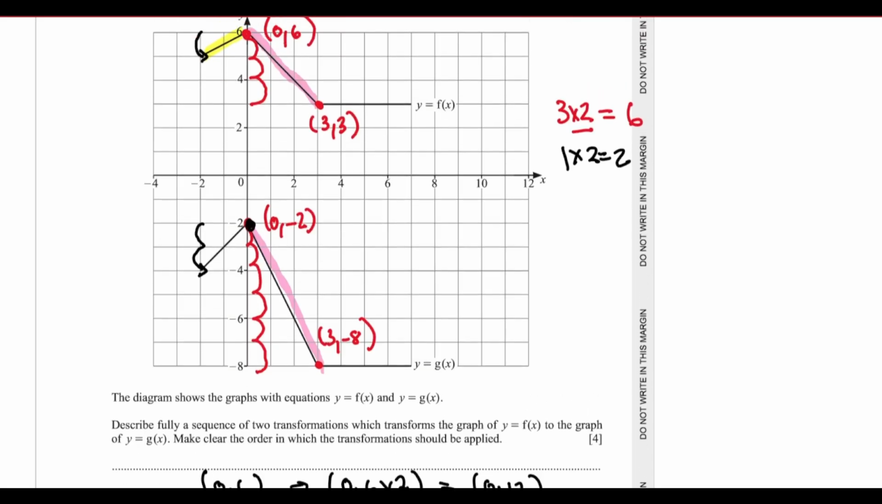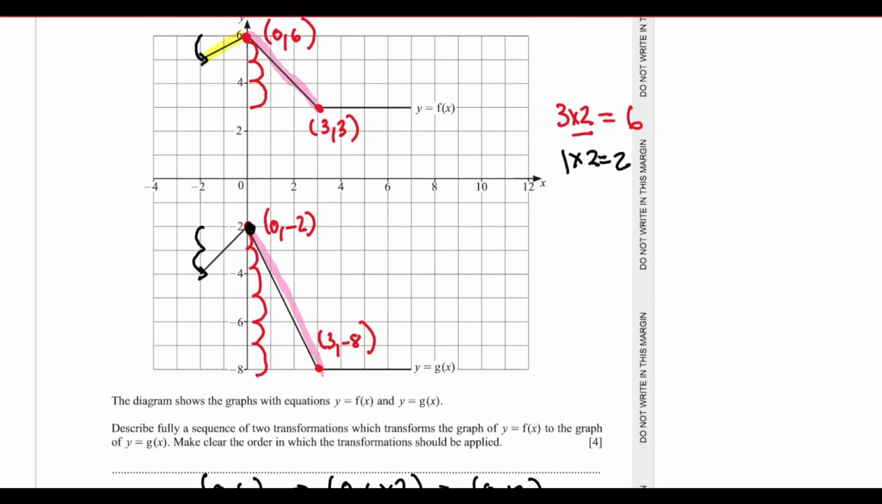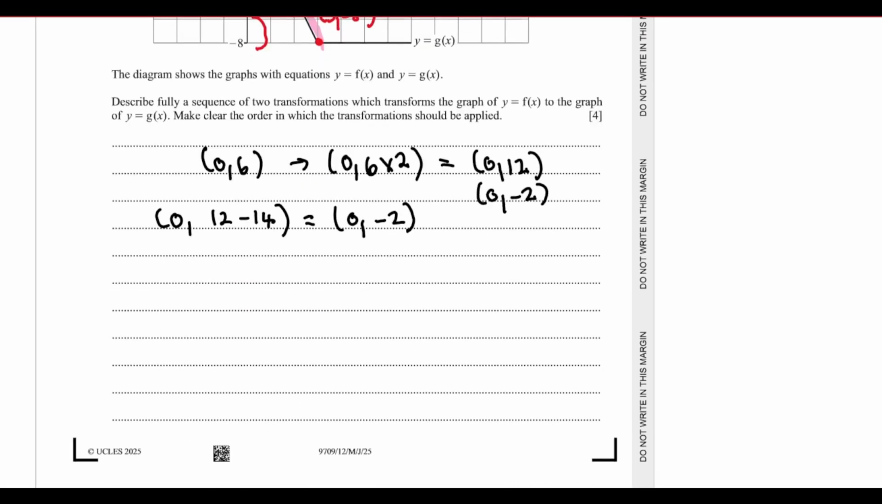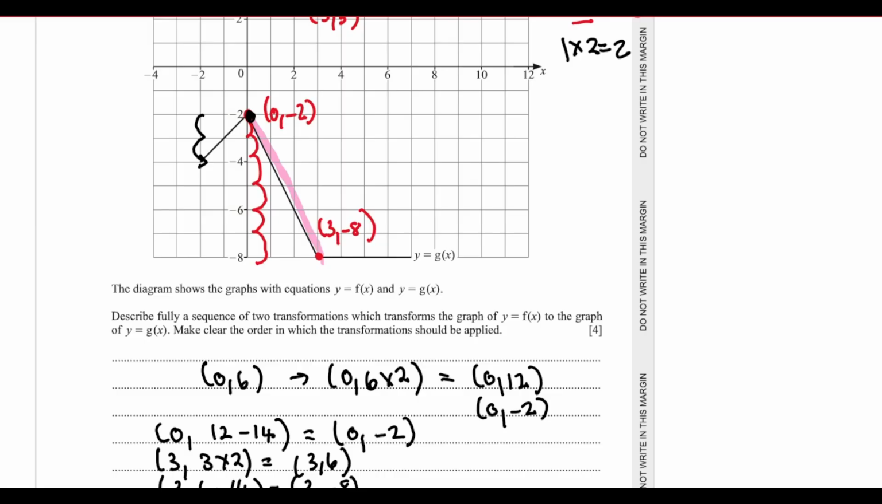Let's check if that works with another point, 3, 3. If I take 3, 3 times 2, I'll get 3, 6. And if I say 3, 6 minus 14, I'll get 3, negative 8. So we have our second point over there.